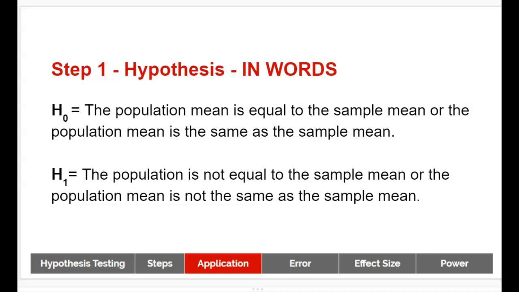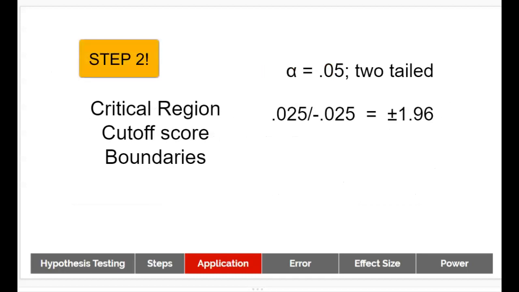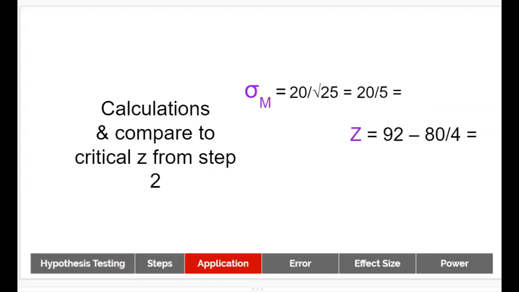Step 2, your critical region. If you were to pause and go back to that slide, you would see our critical value is plus or minus 1.96. Right? So if I calculate my z-score and I get a z-score of outside of 1.96, either positive or negative, I will have a significant finding. Ideally, you want to improve cognitive scores. So ideally, you're looking for that positive value. So then I'm going to go through and do my calculations.